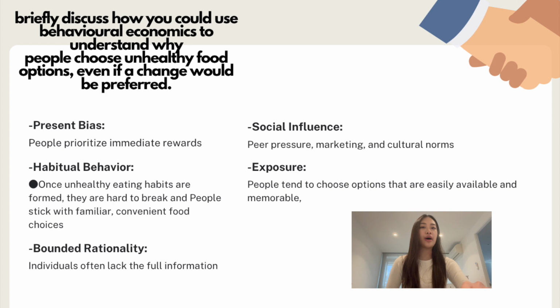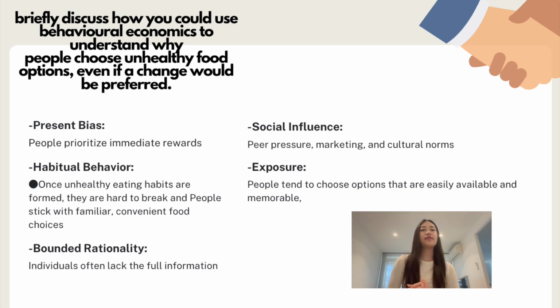Then we're gonna talk about bounded rationality. Basically, individuals tend to lack the full information, or they don't have the ability to make optimal choices. They may not fully understand the health consequences of their food choices, and they fail to calculate long-term risk. Basically, they do not have enough information, and they tend to just make decisions right now and not calculate what's going to happen in the future.